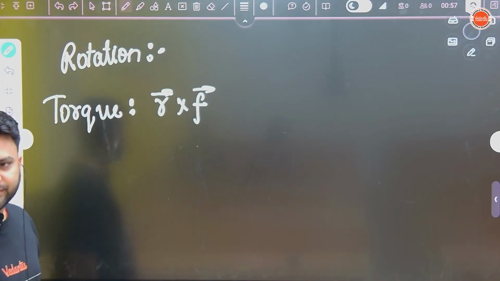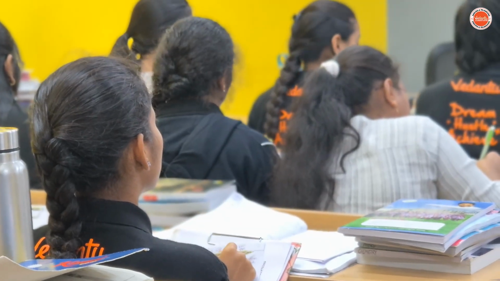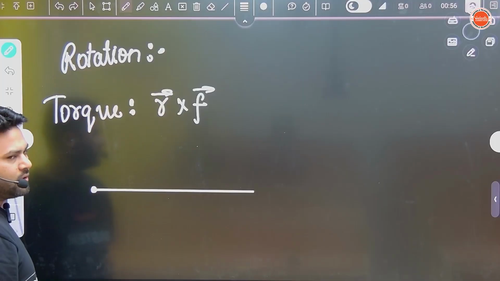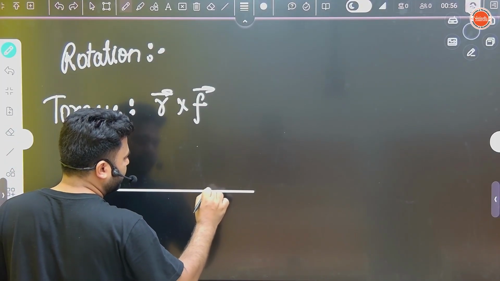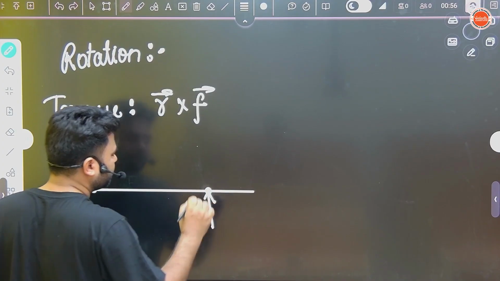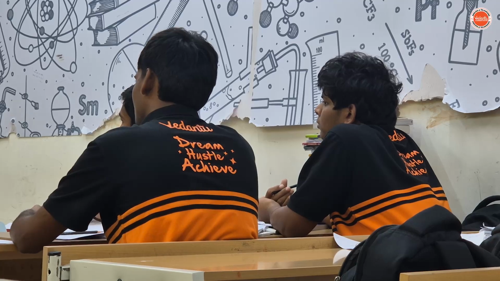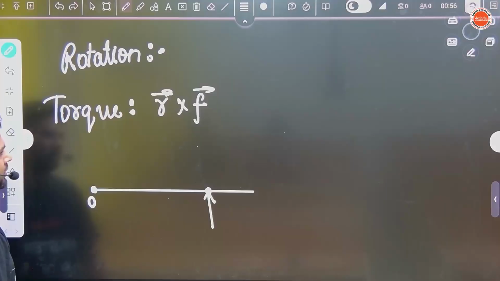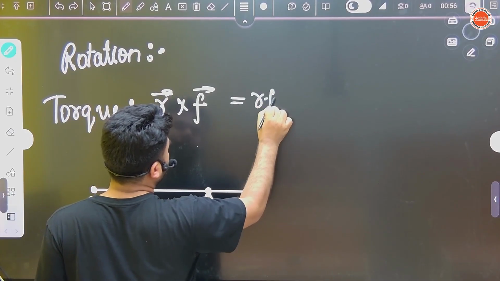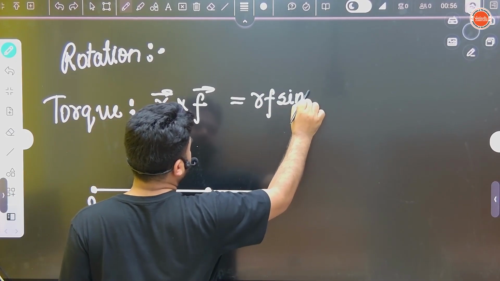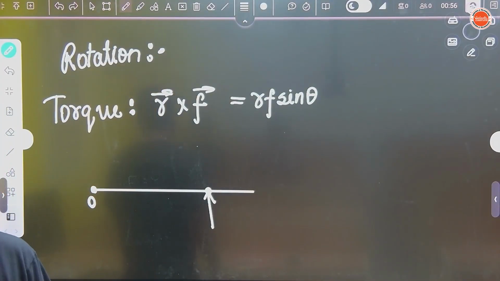I will tell you what are these things. Like suppose this is the rod. This is the center of rotation. You are applying force here at this point, like this. So they will say what is the torque? So this is the center of rotation. So torque formula is R cross F, or RF. A cross B is what? AB sin theta. So R cross F is RF sin theta. Now what is R? What is F? What is sin theta? That you need to understand.